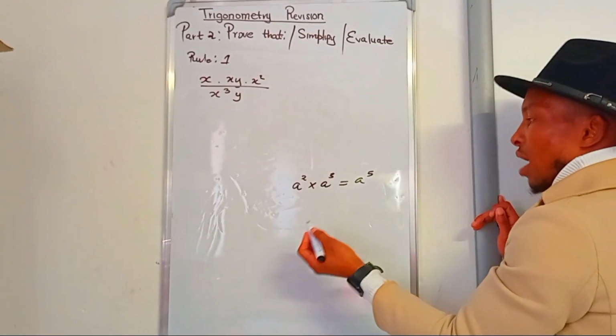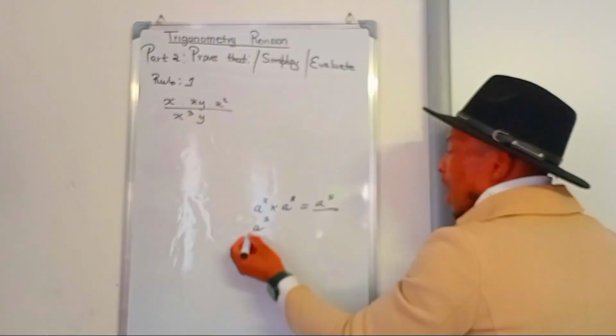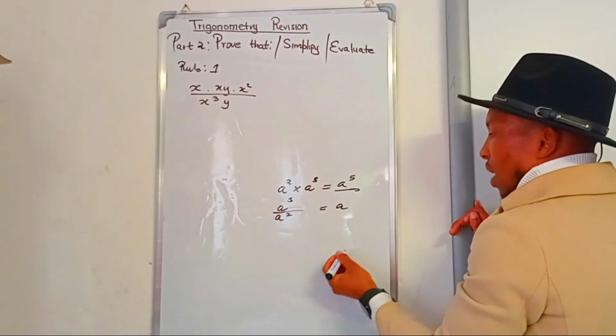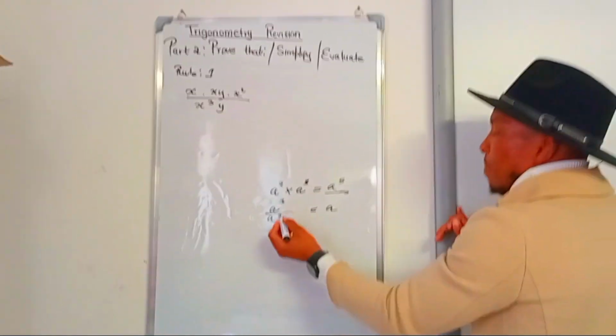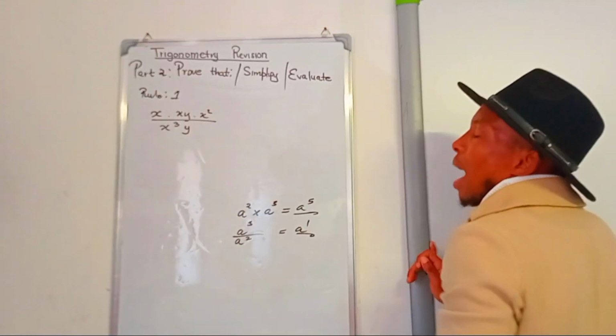Okay? Therefore, that is the laws of exponent. And also, if you divide the same bases, you just take one base and you subtract the exponents. 3 minus 2 equals 1. Therefore, that is the rule that you're going to apply here.